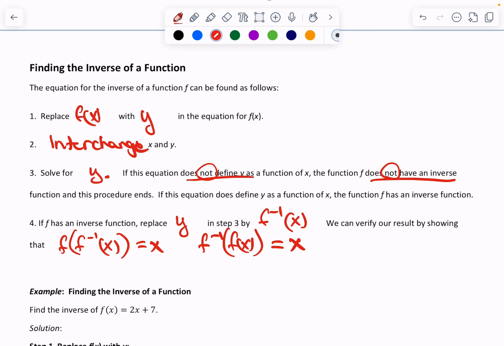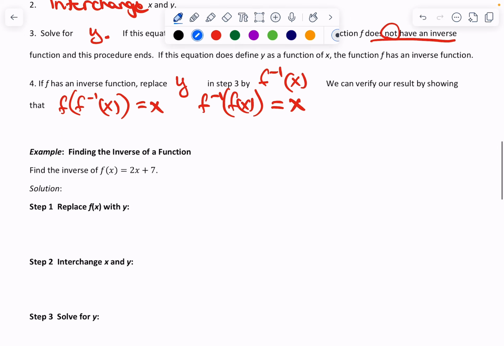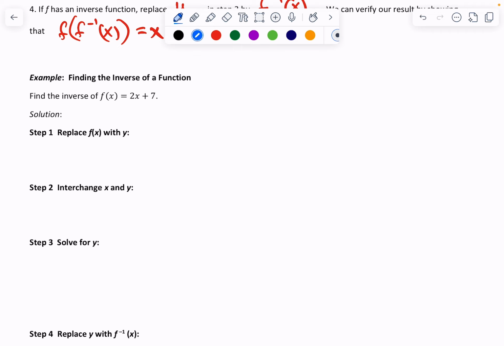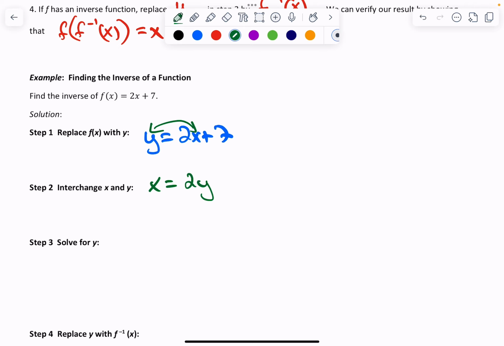Okay, so let's go through these steps in this next example. So find the inverse of f of x equals 2x plus 7. We're going to replace f of x with y, so we're going to write y equals 2x plus 7. Next, we're going to interchange x and y, so these two right here. So we're going to write x equals 2y plus 7.